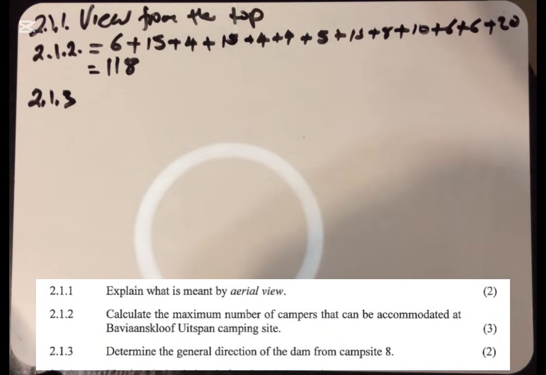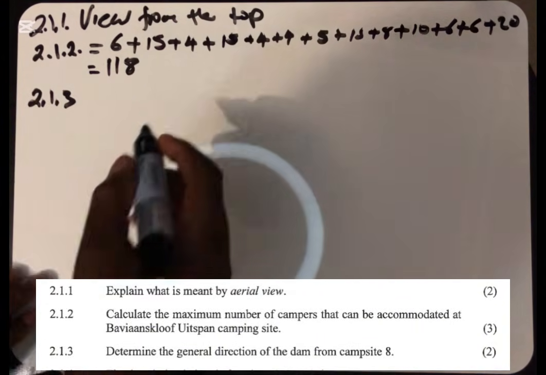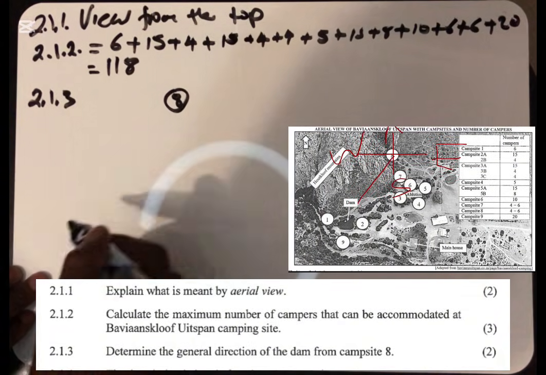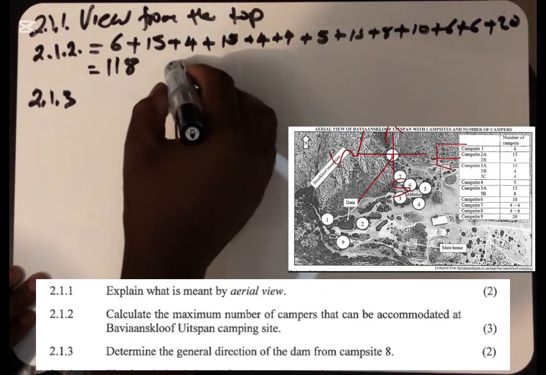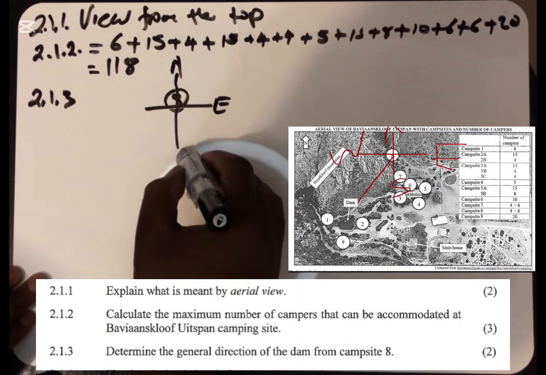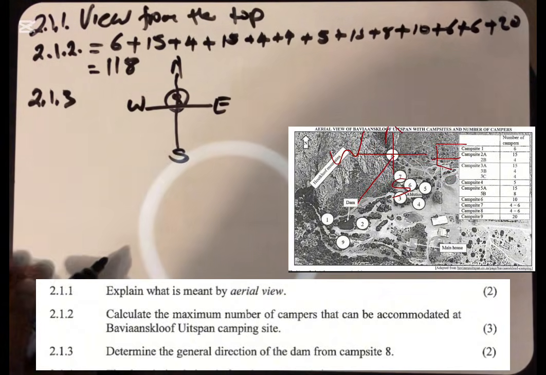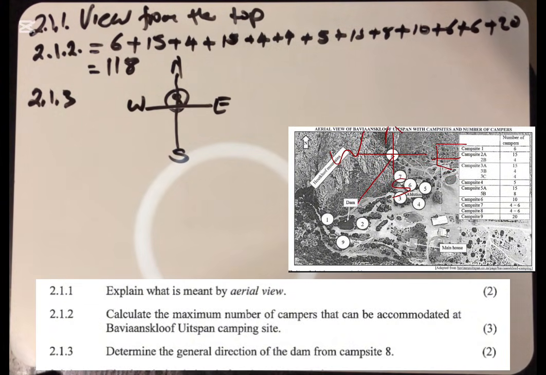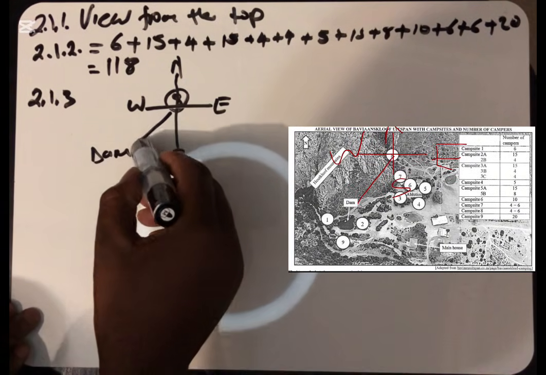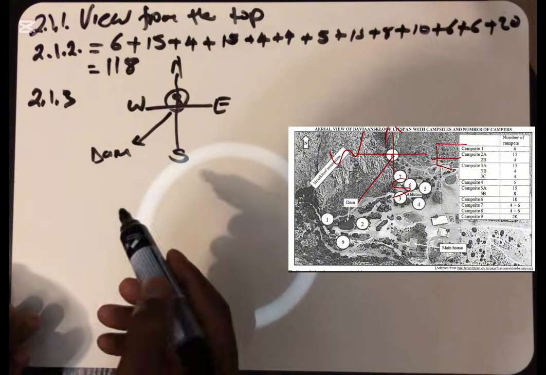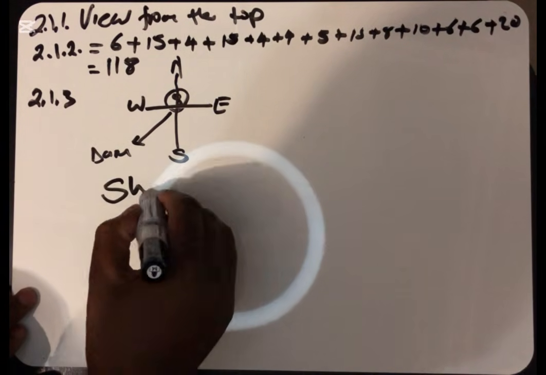It says, determine the general direction of the dam from campsite 8. So what we need to do, we go to the circle that's written 8. From camp 8, we draw a compass direction. We found the direction from camp 8. We are looking for the dam. If you check, our dam is going to be somewhere here, which is what? Southwest. The answer here is southwest.